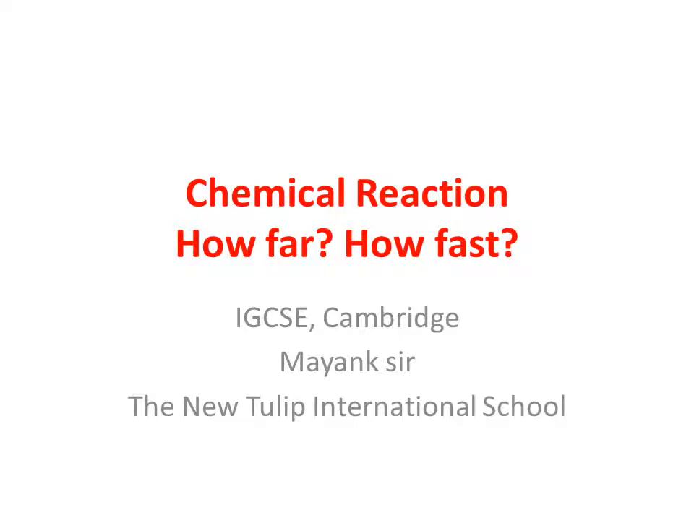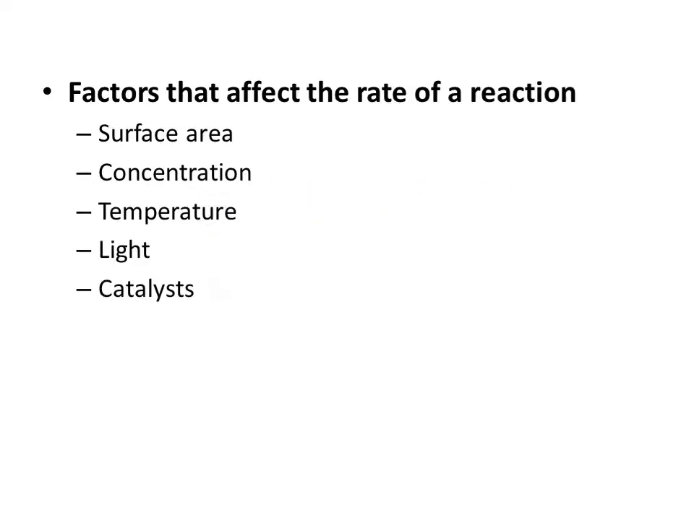Hello dear students, today we are going to see the chapter of chemistry IGCSE grade 10 chemical reaction. How far, how fast? First we are going to see the factors that affect the rate of reaction, in which we are going to learn surface area, concentration, temperature, light and catalyst.